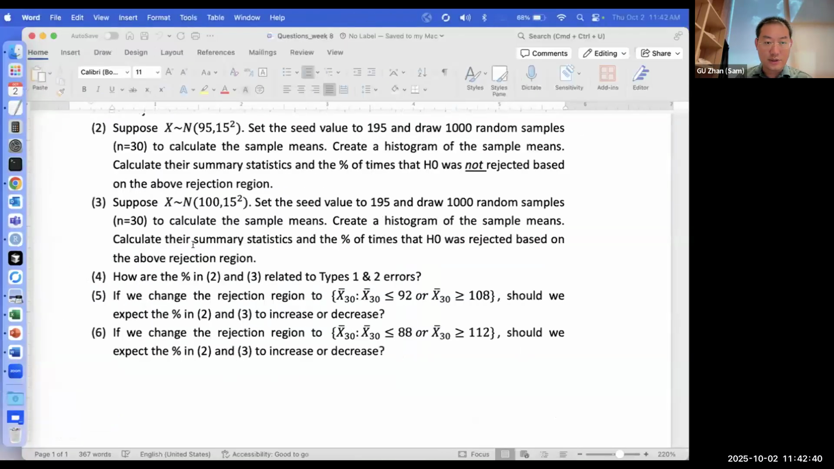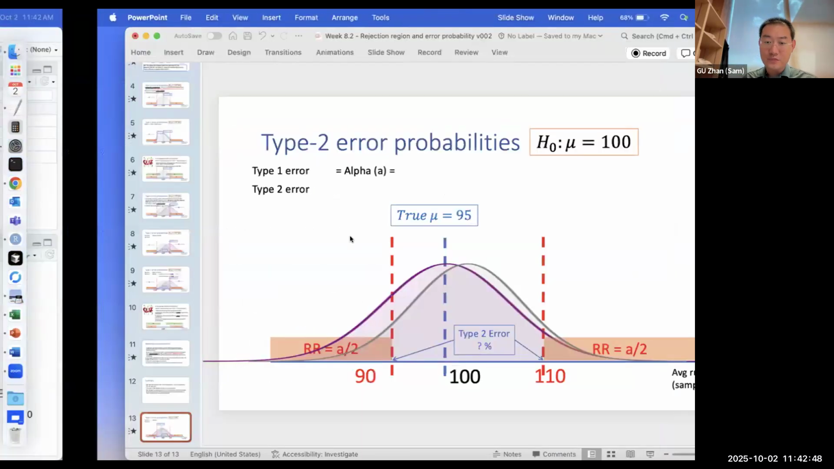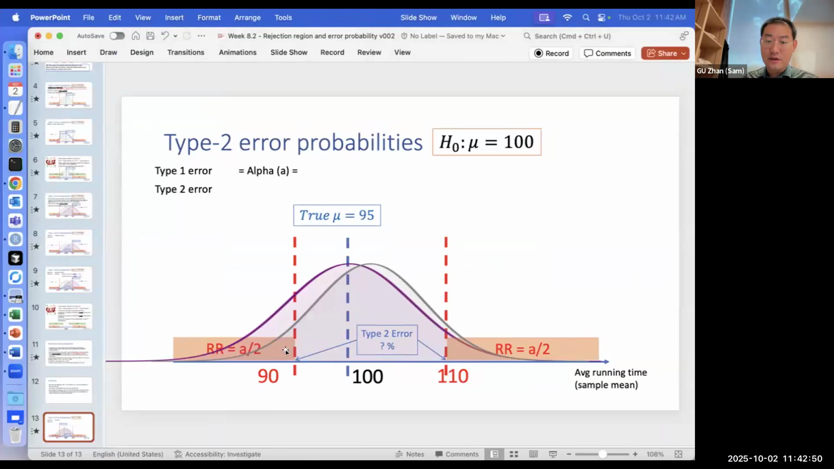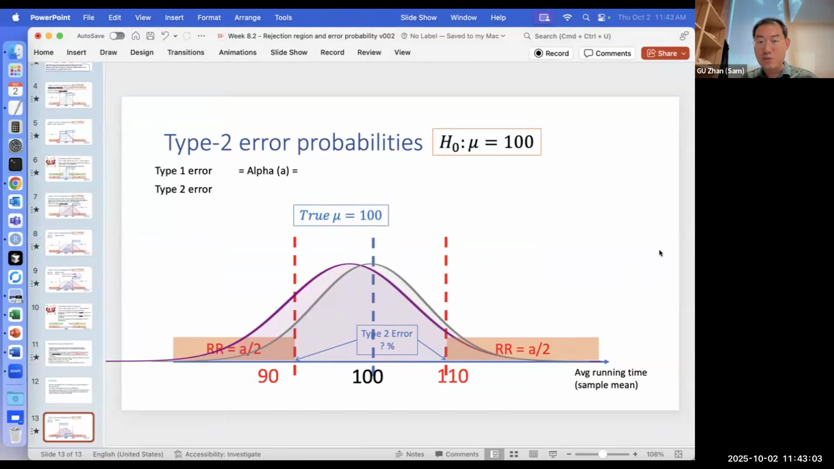This time you're asking to calculate the number of times H0 was rejected. So this time, we actually have the true mean here. True mean is 100. We look at the gray curve. The gray curve is a true mean equal to 100. The population true mean is 100.